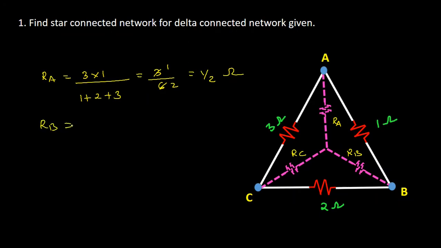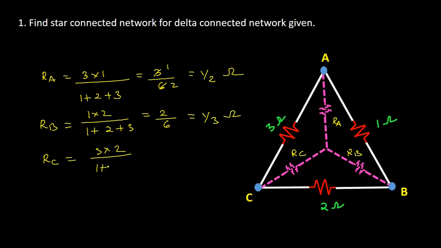Now RB, this is RB. So the multiplication of the opposite resistances, that means 1 into 2, divided by the sum of all resistances, that means 1 plus 2 plus 3. So we get 2 divided by 6, we get 1 by 3 ohm. Now RC will be equal to the multiplication of the opposite resistances, that is 3 into 2, divided by the sum of all the resistances 1 plus 2 plus 3, which is 6 by 6, equal to 1 ohm.